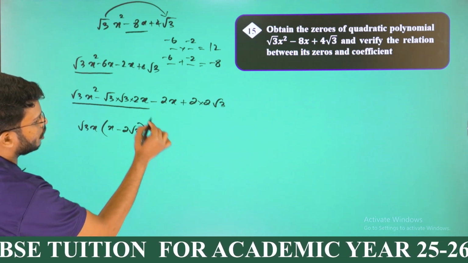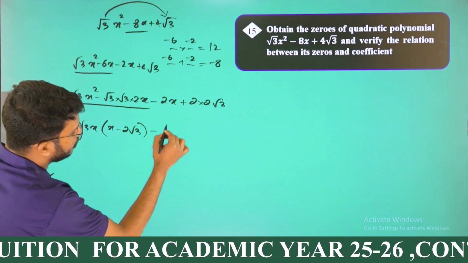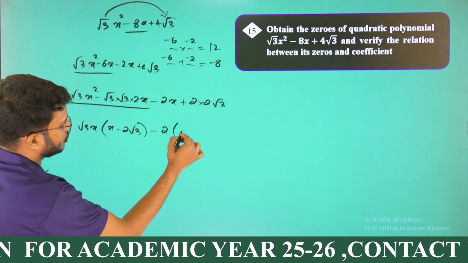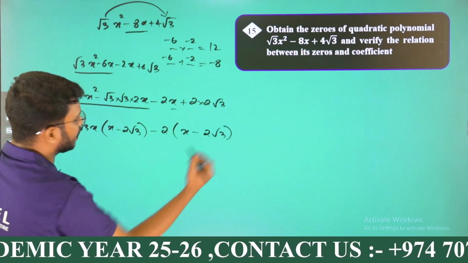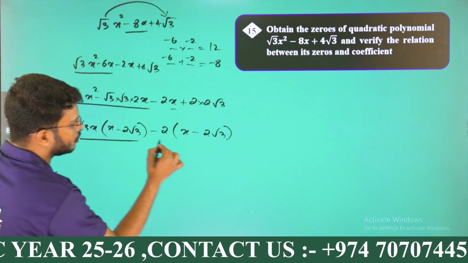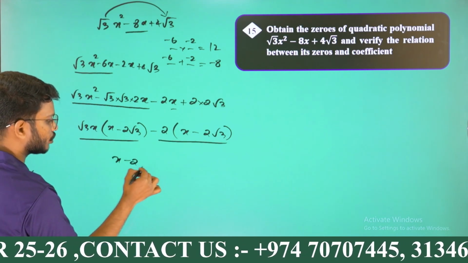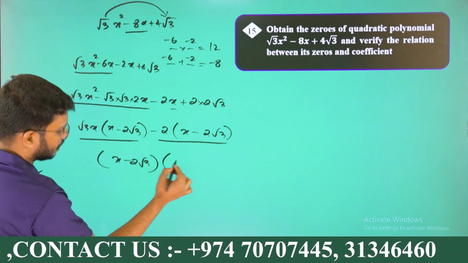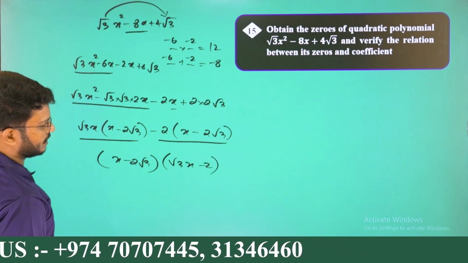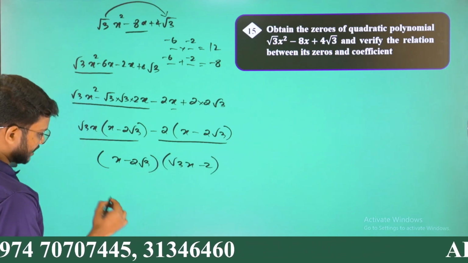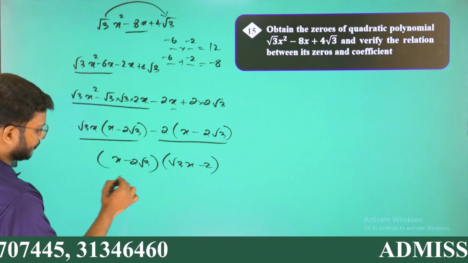Then what is common here? Here negative 2 is common. So x minus 2 root 3 again remains. So in these two, again x minus 2 root 3 common. We can take the remaining root 3 x minus 2. Yes, which is remaining. So the next step, we have to find alpha and beta.